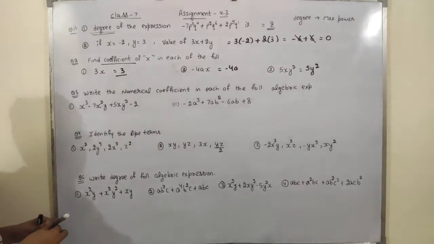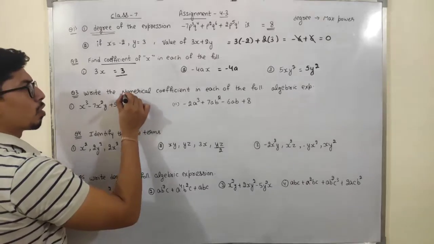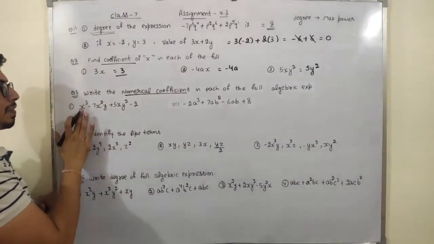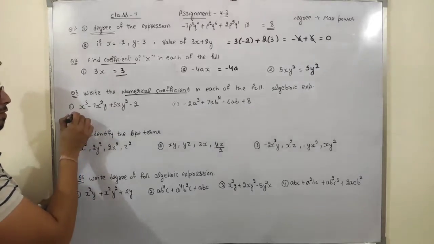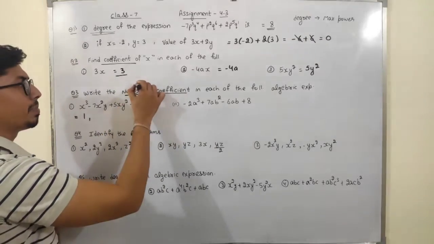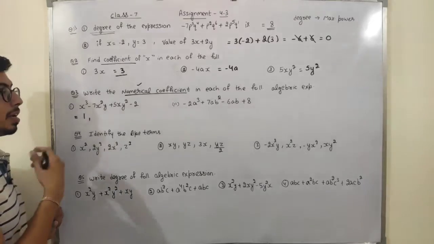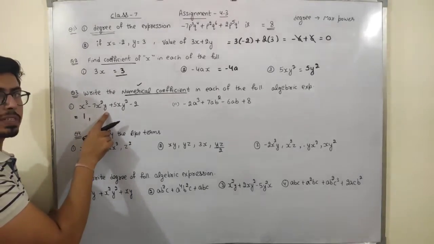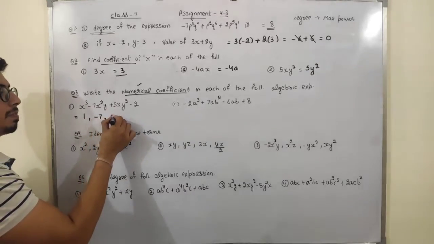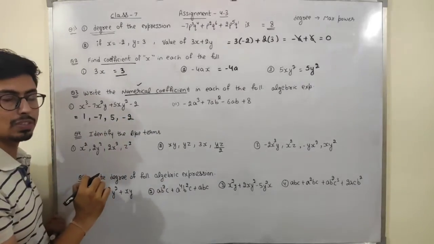Okay. Now moving forward to the question number 3, students. Write the numerical coefficients. Coefficients means the same. Just remove the variables. If I just remove x cube, I get 1. Okay. Numerical coefficient. Numerical means the number. That means I have to give the numbers. So x square and y, these are variables. So the number is minus 7. In this the number is 5. In this the number is minus 2. So this is our required answer.